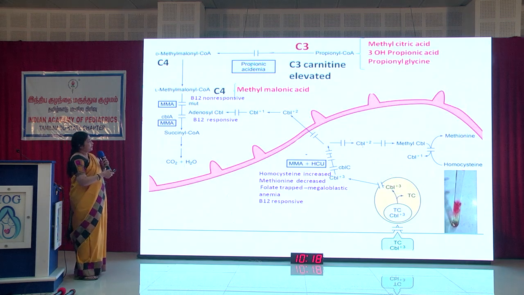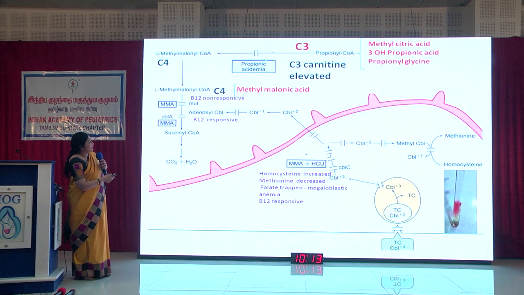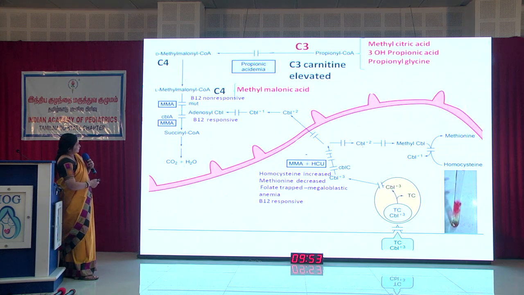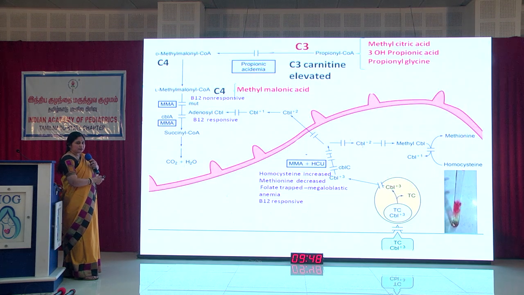Yes. So when there is a block here, when the enzyme which converts propionyl CoA to methylmalonyl CoA is deficient, what happens? Propionyl CoA is a 3 carbon compound, so C3 propionyl CoA combines with carnitine to form C3 carnitine. So this is elevated. And when there is a defect here, what should accumulate? Methylmalonyl CoA has 4 carbons, so C4 should accumulate.